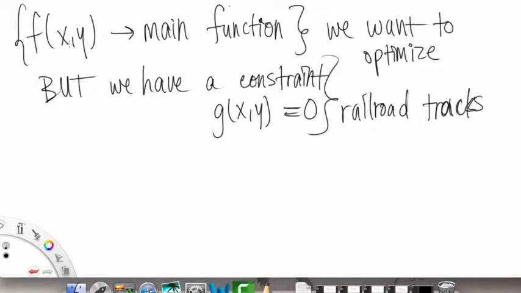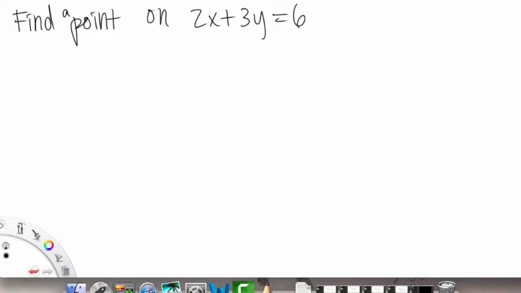Okay, so let's start with an example. Here's a really good one. We're going to find a point on the line 2x plus 3y is equal to 6, closest to the origin.